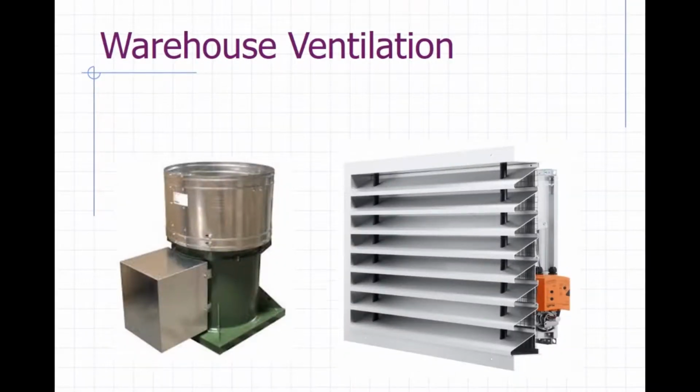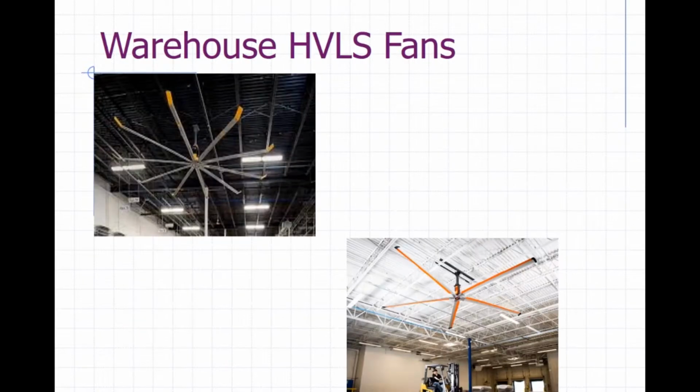Warehouse ventilation systems, typical would be an upblast fan, which is shown on the left, and then you've got your combination louver damper on the right. So your louver dampers would actually be installed in the concrete tilt walls, and your roof-mounted exhaust fans would be shown on the roof.